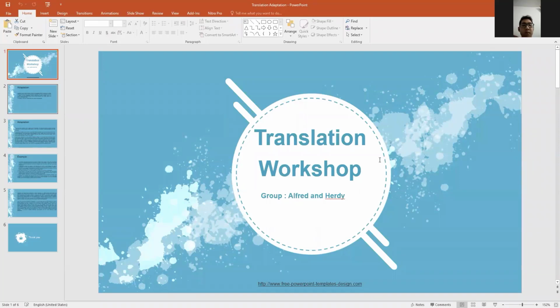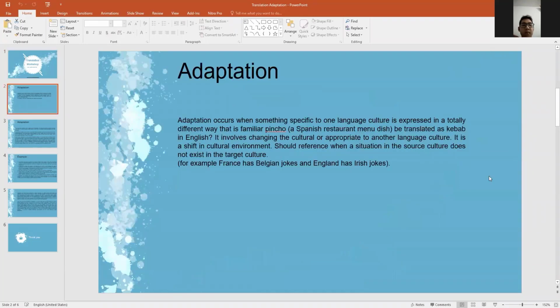So first, adaptation. Adaptation occurs when something specific to one language culture is expressed in a totally different way that is familiar or appropriate to another language culture. For example, a pinko or a Spanish restaurant menu dish might be translated as kebab in English. It is a shift in cultural environment.